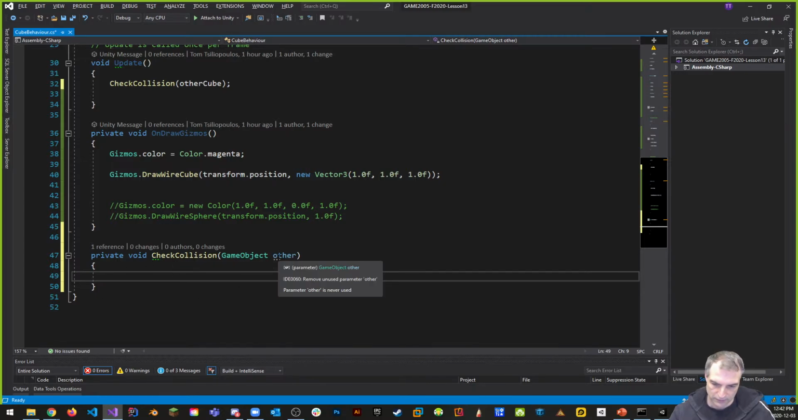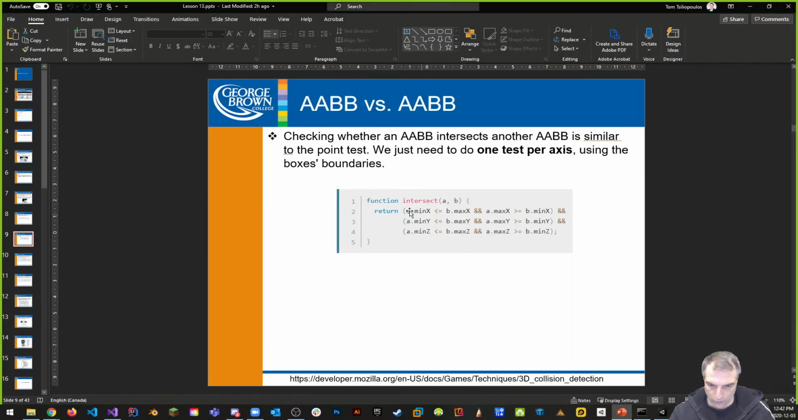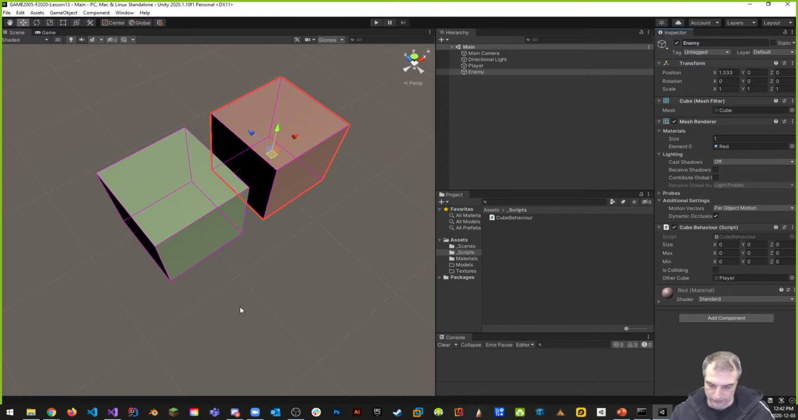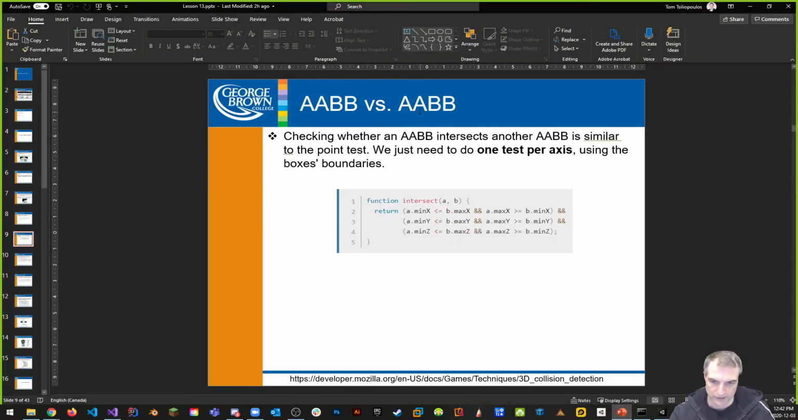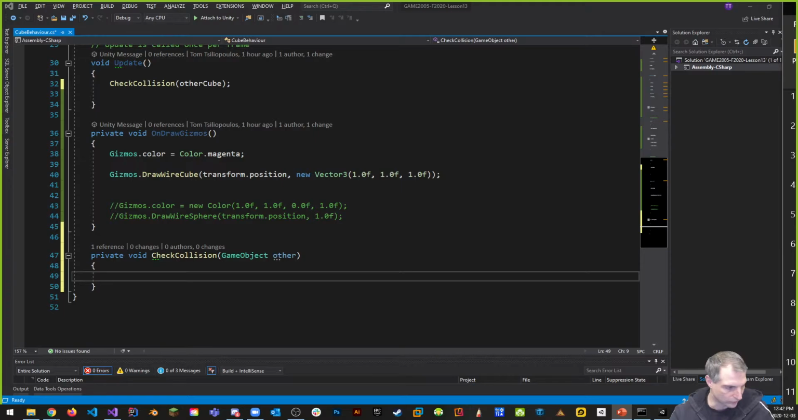Check collision, other. Let's try it out. Let's write that code. So we're going to write if A, let's suppose A is us, the main cube, min x. And again, I'm going to pull this aside just so I don't have to keep flipping back and forth. I'm just going to take this and pull it onto another monitor for myself, so that way I can just type it and we're good to go.